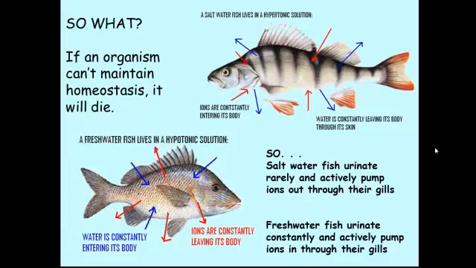Saltwater fish, they urinate very rarely. They conserve their water. They hold on to it. They don't pee. And they actively pump those ions that are constantly entering out through their gills to maintain their homeostasis. And if they can't do that, those fish will end up with the imbalance in their water and their ions, and they can die from that situation.